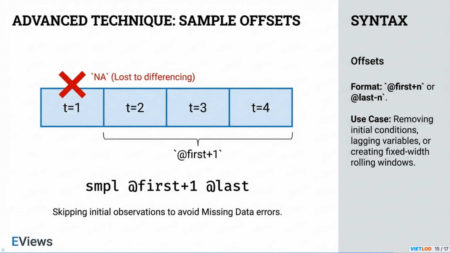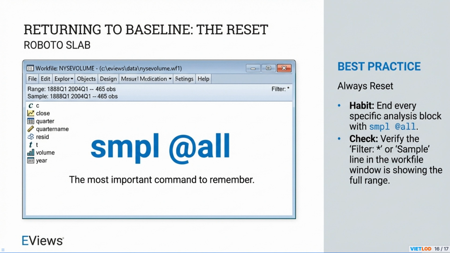Sample offsets allow you to start or end your sample relative to the first or last observation in the workfile range. The format is @first plus n, to skip the first n observations, or @last minus n, to exclude the last n observations. This is extremely useful in time series analysis. For example, when you create a lagged variable or a first difference, the first observation becomes NA, or not available. Using an offset like @first plus 1 lets you easily exclude this missing value from your analysis to avoid errors.